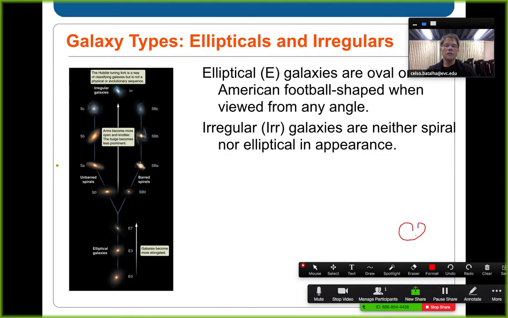And the other group, so we saw the spirals, we saw the elliptical, and the last group is the so-called irregular galaxies. They don't have any particular shape. So when you look at these three different groups of galaxies, elliptical, spirals, and irregular, keep in mind we are talking about hundreds of billions of stars in most of them, right?